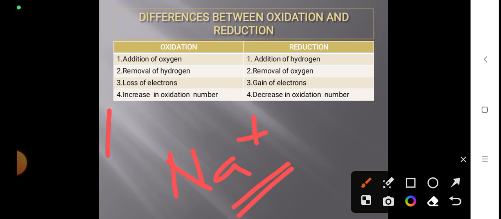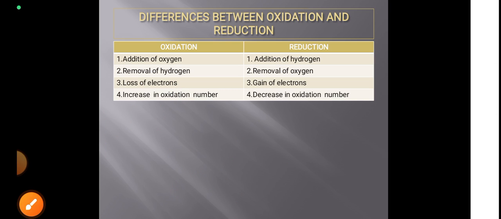See, when you compare sodium and sodium ion, the cation, sodium's charge would be 0, whereas the sodium cation is positive, that's +1. So there is an increase in oxidation number. That's why oxidation always results in an increase in oxidation number, whereas reduction, since it is gaining electrons, would be a decrease in oxidation number.